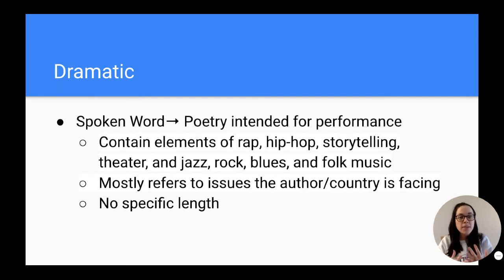So then our last type of poem is a dramatic poem. So the most famous and current dramatic poetry would be a type of poetry called spoken word, which is poetry that is intended for performance. It contains elements of things like rap, hip hop, storytelling, theater, and jazz, rock, blues, and folk music. Basically, in my opinion, it does a really great job of combining things like rap and theater into one awesome performance piece. It mostly refers to the issues that the author or the country is facing.